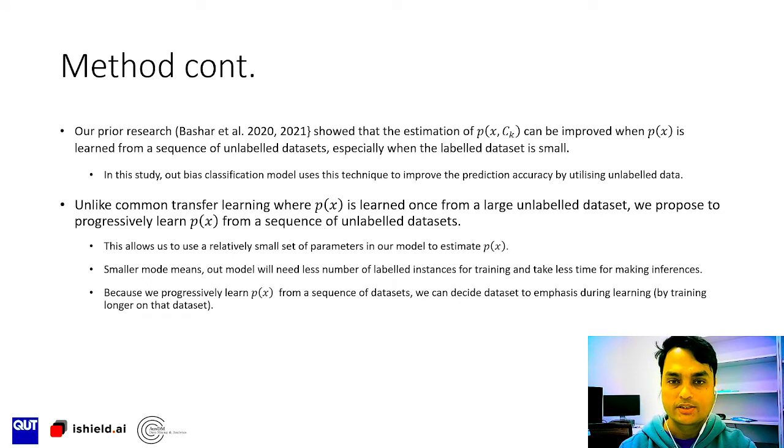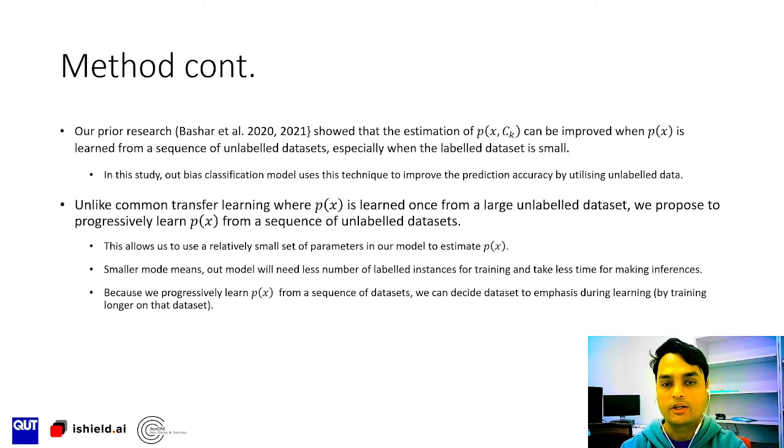Our prior research showed that if we estimate the prior probability P of X using a sequence of unlabeled datasets and then use that prior probability to regularize the conditional probability, we can improve the estimation of the joint probability of X and CK, especially when the labeled dataset is small. In this study, we use a similar technique to improve the prediction accuracy utilizing unlabeled datasets.